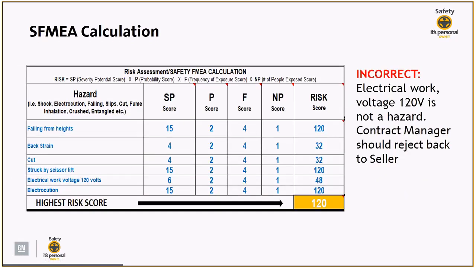All right, so let's take a look at this example where they have hazards of falling from heights, back strain, cut, struck by a scissor lift, electrical voltage 120 volts, and electrocution. So they did a good job with most of these, but once again, electrical voltage 120 volts is not a hazard. Once again, you as a contract manager should reject this back to the seller.